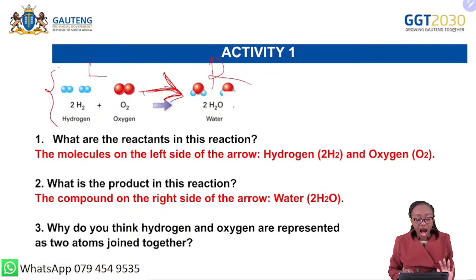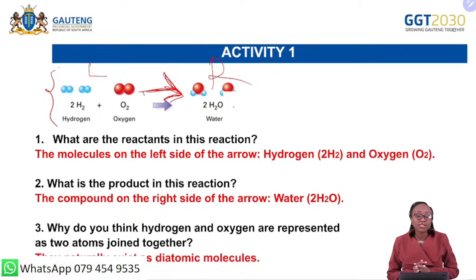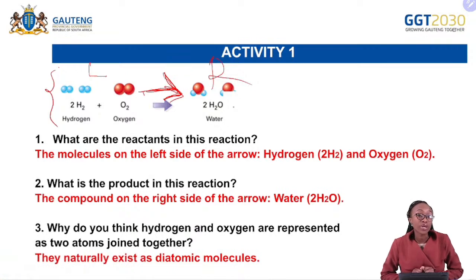Next question. Why do you think hydrogen and oxygen are represented as two atoms joined together? This is because they naturally exist as diatomic molecules. Remember when we were learning about molecules and compounds, we said some atoms of elements exist as diatomic molecules, and there are 7 of them. Hydrogen and oxygen are part of that group. So always remember, that is the reason why we represent them as atoms joined together.